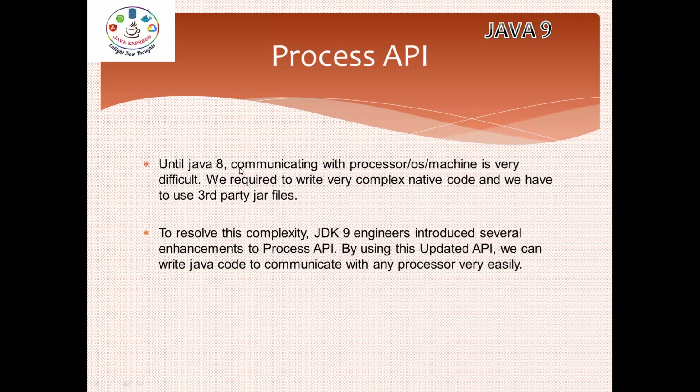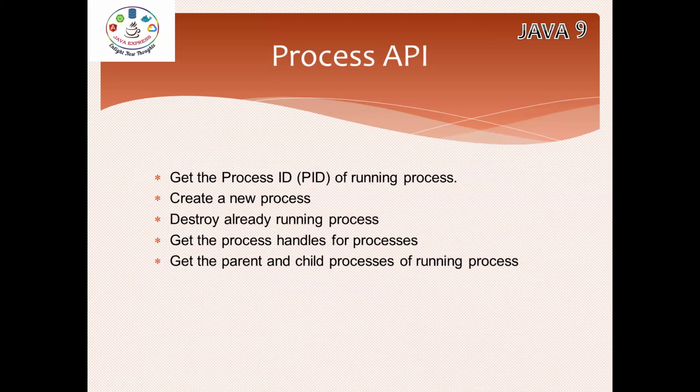In Java 9, to resolve this complexity, the JDK engineers introduced enhancements to the process API. By using this API, we can communicate with your application. Like, by using this API, I can open a notepad file very easily. You can get the running processes, create a new process, destroy a process, and see what commands it is using. The complete information you can get by using this process API. This is a new change in the Java 9 features.